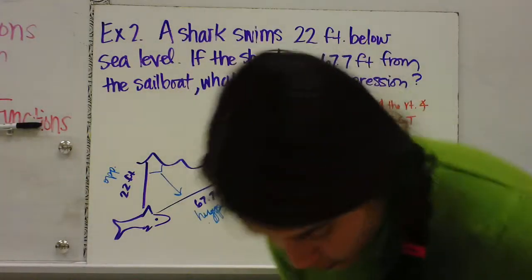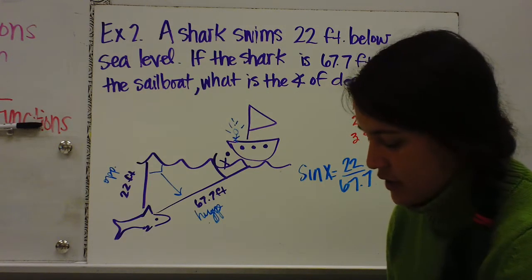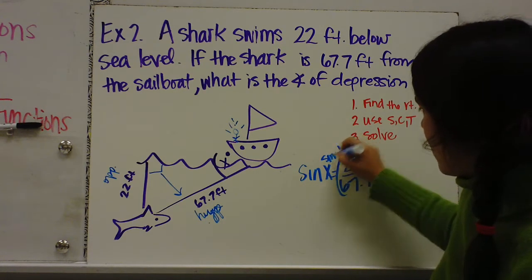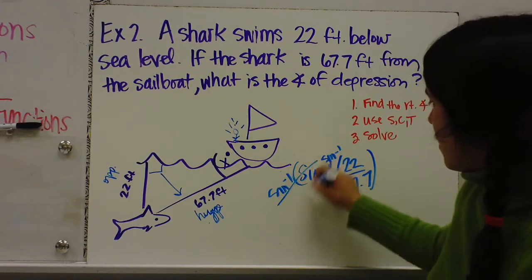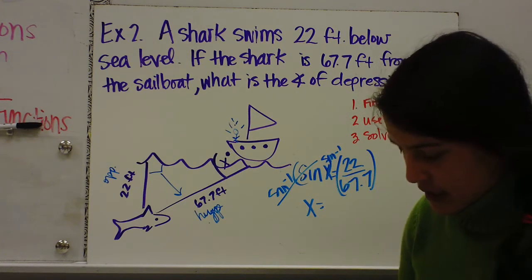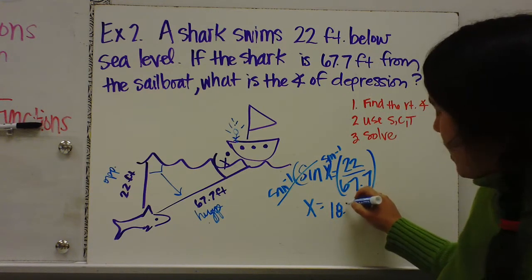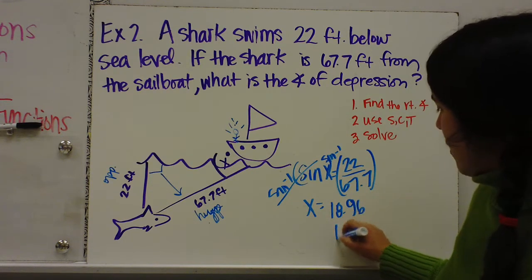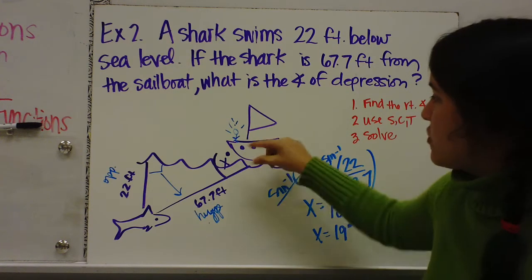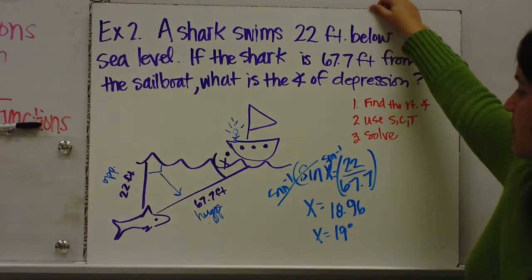Because we need to find the angle, I'm going to use the inverse sine, making sure it's in degrees. I'm going to type in inverse sine of 22 divided by 67.7, and it is 18.96, so about 19 degrees angle of depression. That means we're looking at about a 19-degree angle going down.